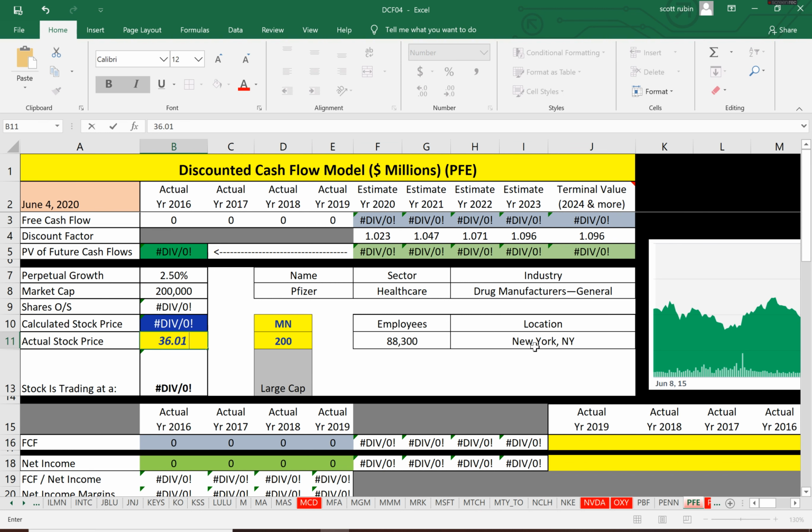And now we know the shares outstanding. The market cap divided by the stock price gives you shares outstanding, 5.5 billion.